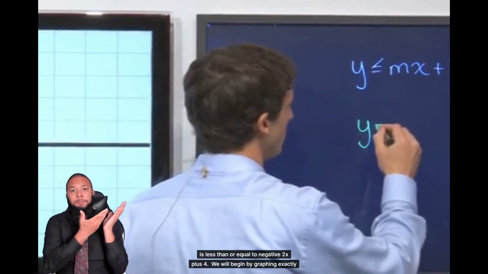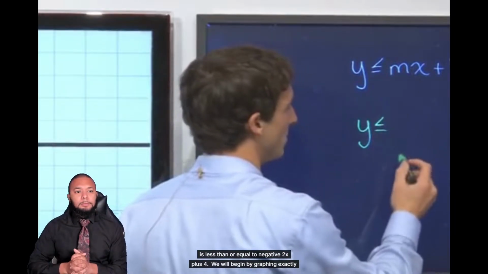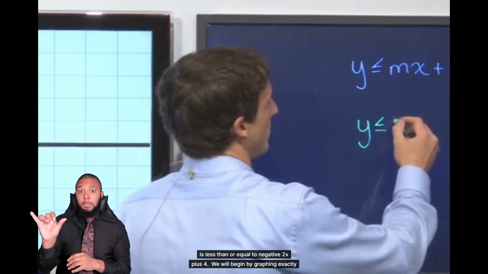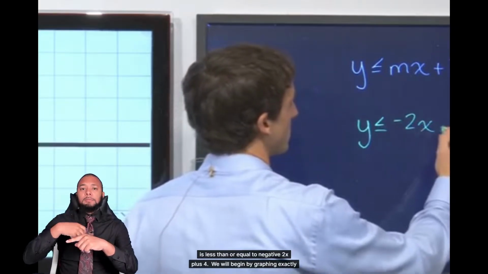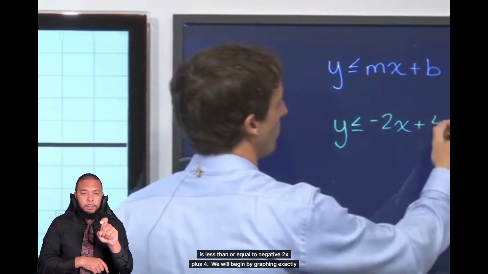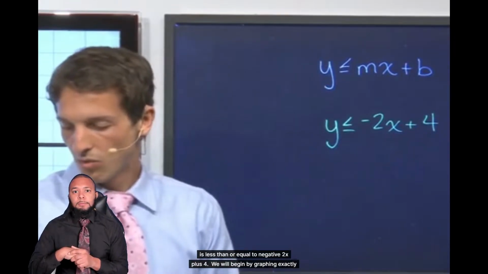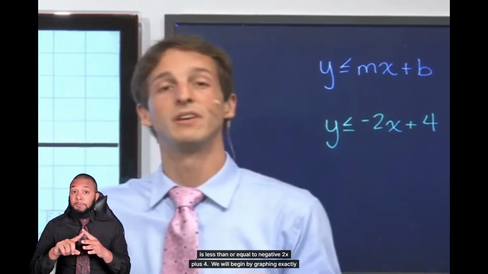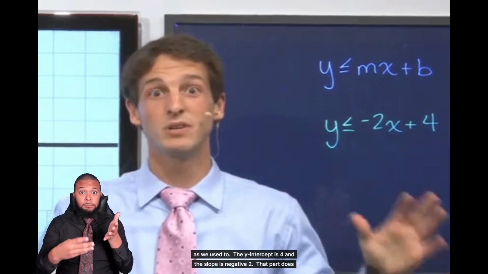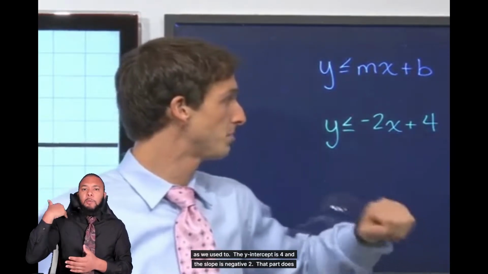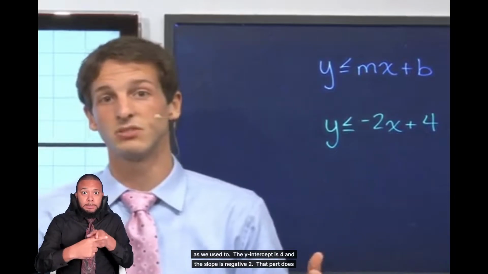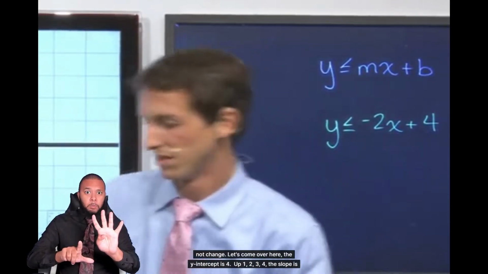Y is less than or equal to negative 2x plus 4. We will begin by graphing exactly as we used to. The y-intercept is 4 and the slope is negative 2. That part does not change. Let's come over here.